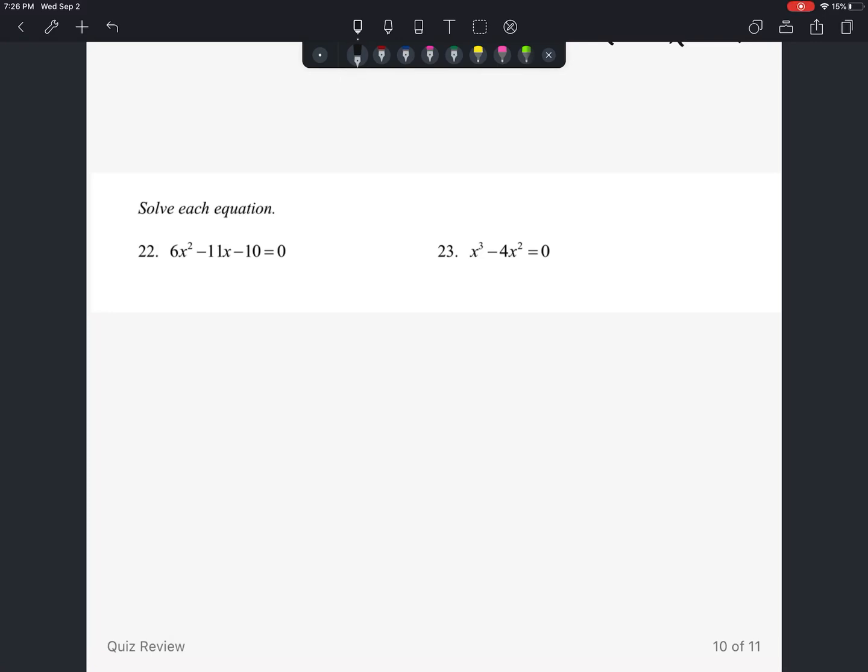We're on to problems 22 and 23 from the review. Trying to get through them quickly here. I'm almost out of battery.